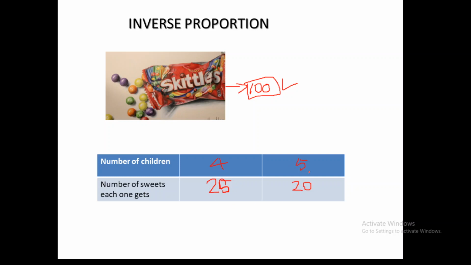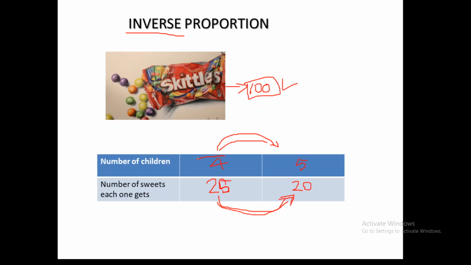Here, look at these situations. Here, the number of children increased, but the number of sweets each one will get decreased. Here one quantity increased, the other decreased. This is the condition for inverse proportion.